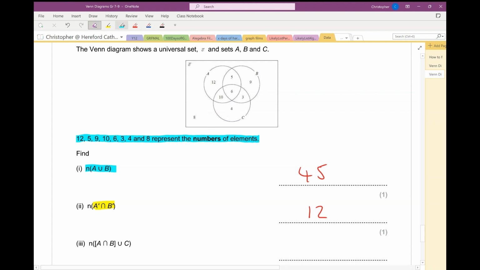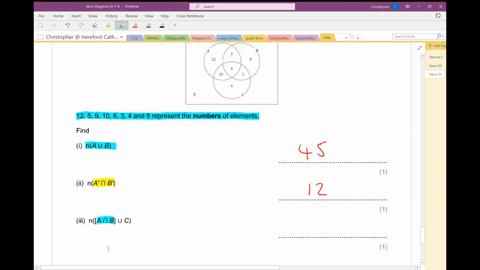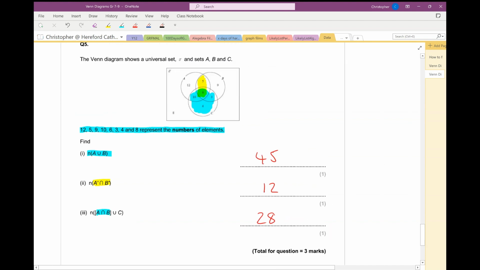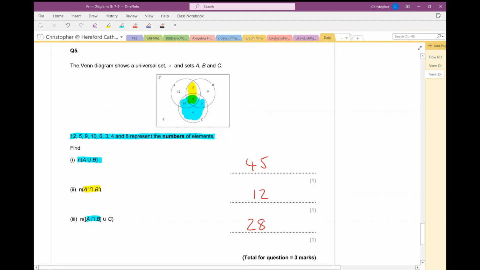Okay, now let's have a look at this. The number which are in A intersection B or in C. So they have to be in A intersection B or in C. So they can be in A intersection B, or they can be any of these ones, because those are the ones in C. So I'm looking for all of those numbers added up, because all of those numbers are either in A intersection B or they're in C. So let's have a look. 5, 11, 21, 24, 28. Okay, and that is 3 marks for the last question.